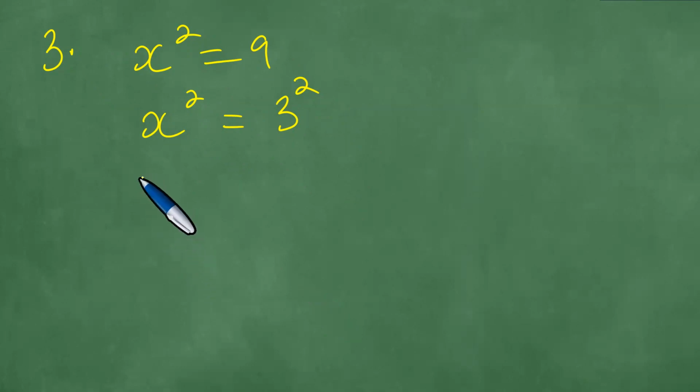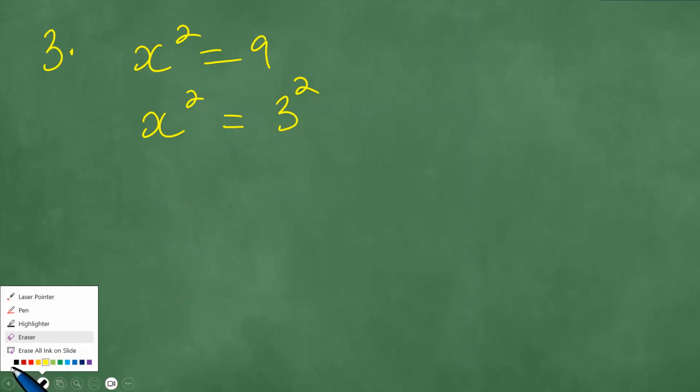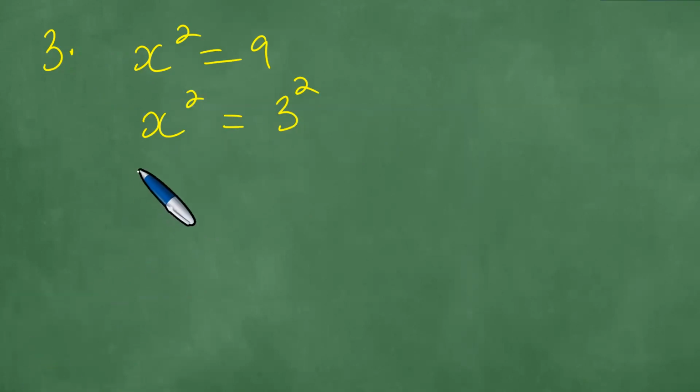I like that. The kids love this. Okay, but it's a mistake, because you said that when the powers are the same, you can equate the bases. Oh, okay. It's human error.